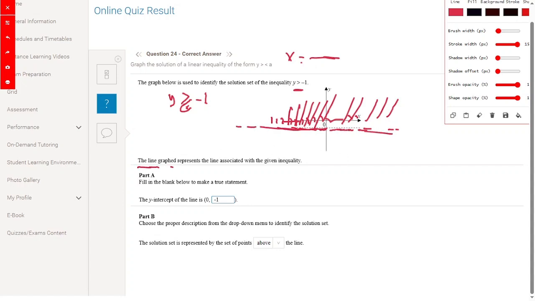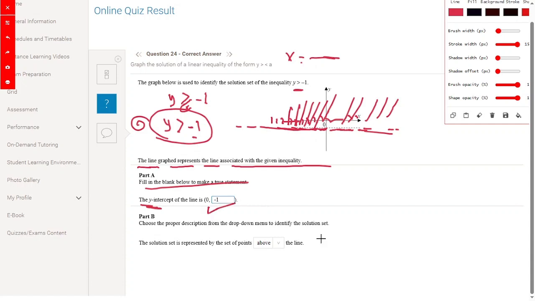Now, the line graph represents the line associated with the given inequality. Now, fill in the blank. The y-intercept means x equal to 0. So here y bigger than -1, and x is 0. There is no x, so y will always be -1. Now choose the proper description from the drop-down menu to identify the solution set. The solution set is represented by a set of points above the line.